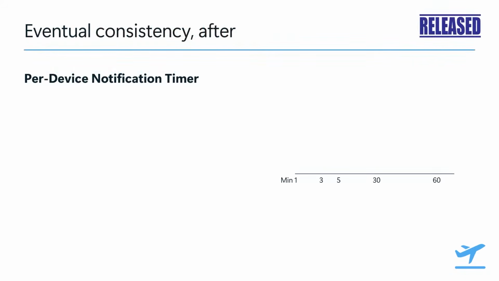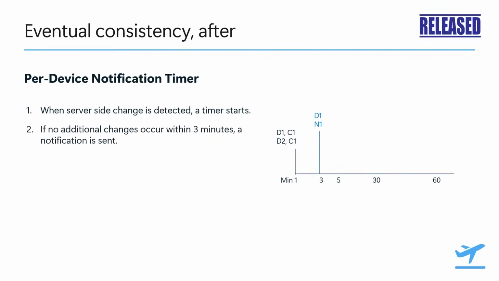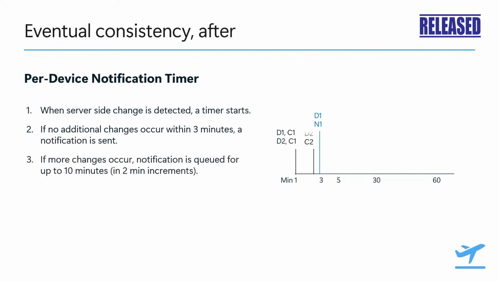The new notifications model introduces per-device notification timers. In practice, how it works is deceptively simple. Imagine two devices, device 1 and device 2. When an admin makes a first change to these two devices, instead of sending a notification right away, we'll start a timer. If no more changes happen in the next couple of minutes, we'll send a notification for the device to check in. However, if additional changes happen to any of those devices, we'll hold that notification just a little bit longer to let the admin complete those changes, in 2-minute increments per change up to 10 minutes total.